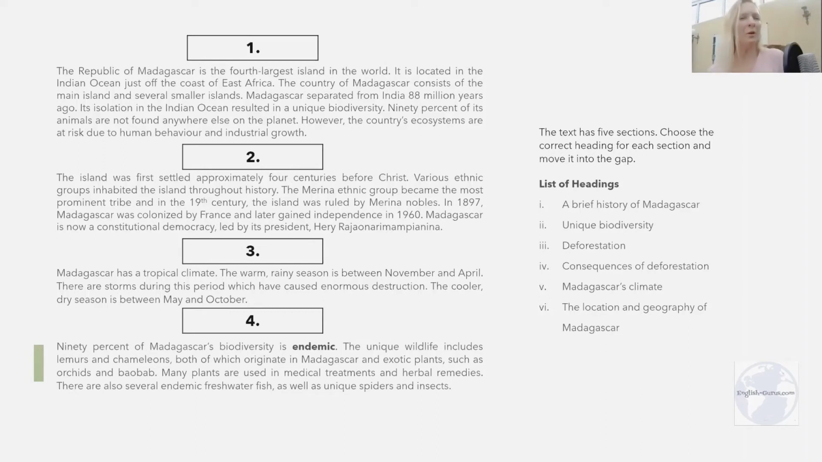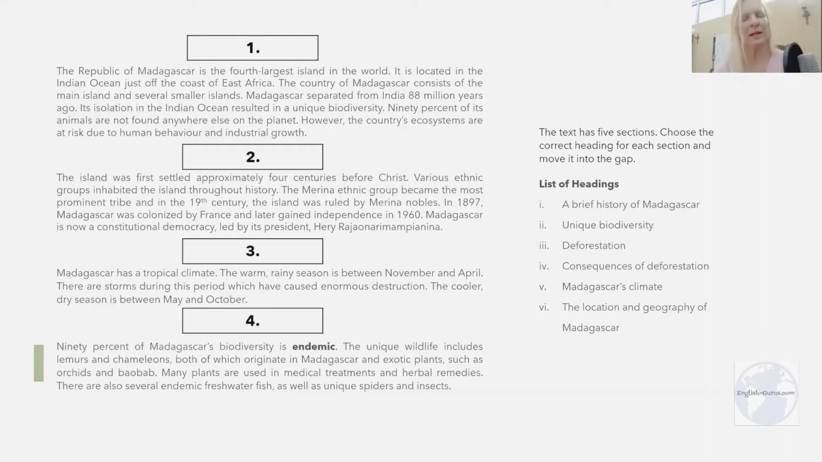Okay, so we now know that the text is about, you guessed it, Madagascar. But as you look at the titles, they refer to a lot of different aspects of Madagascar. So let's have a quick read through the titles. A brief history of Madagascar is number 1. 2, a unique biodiversity. 3, deforestation. 4, consequences of deforestation. 5, Madagascar's climate. 6, the location and geography of Madagascar.